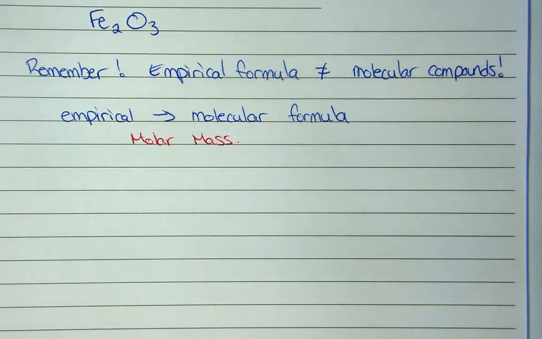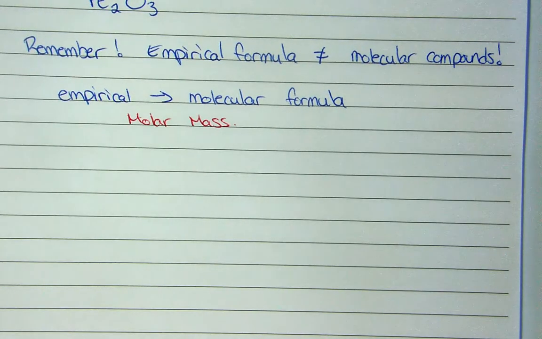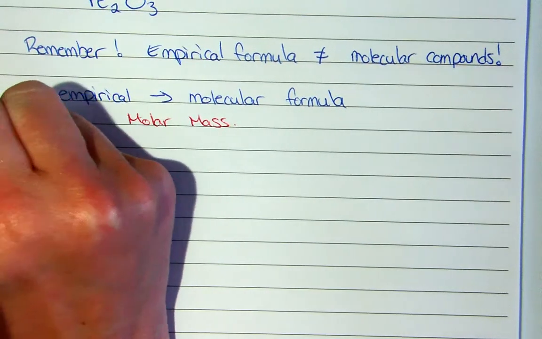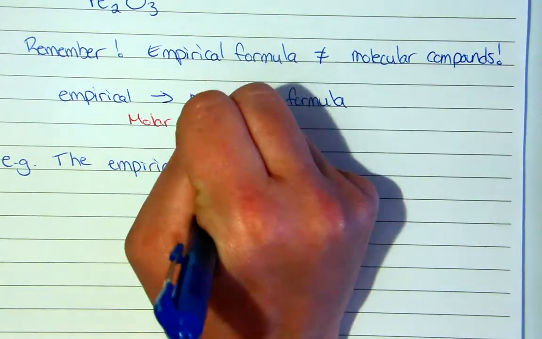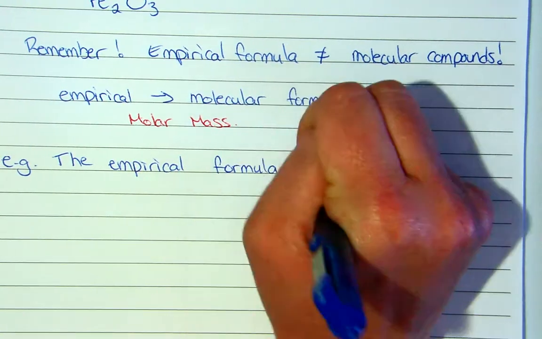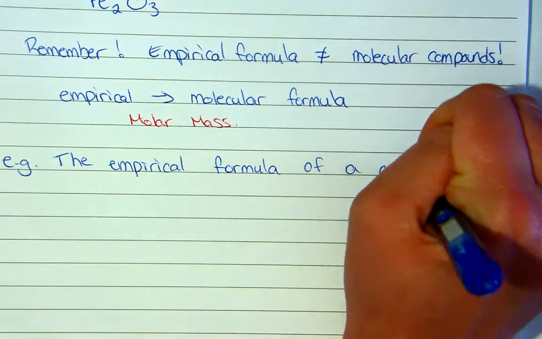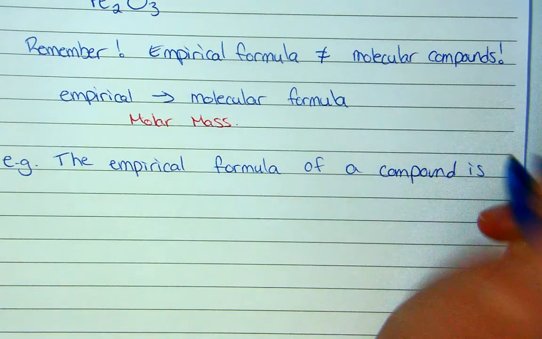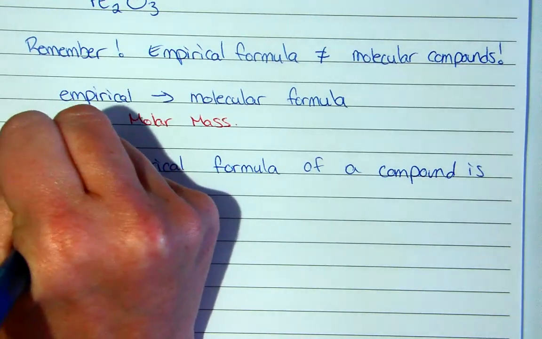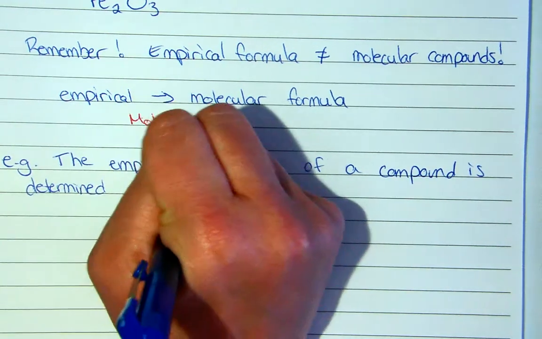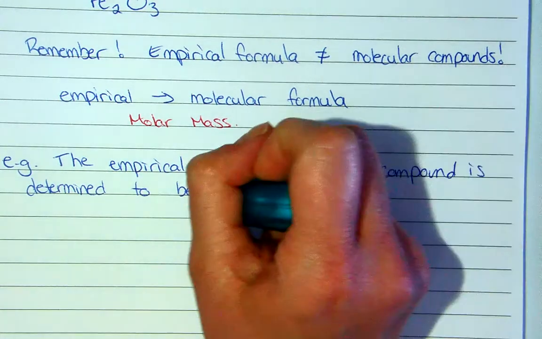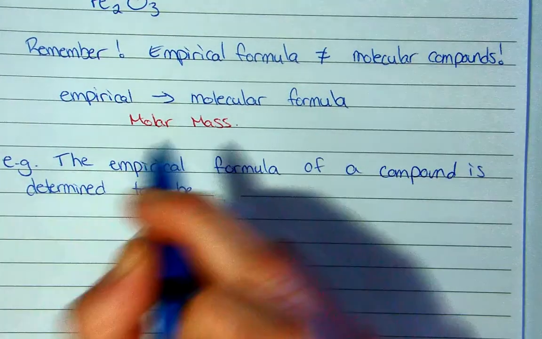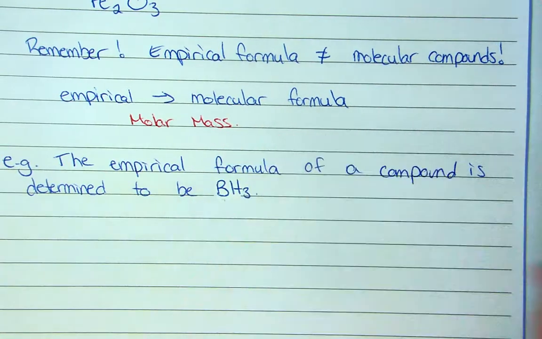Okay, let's move on to our last set of problems. This is a long one, I'm sorry guys. A long note. So for example, the empirical formula of a compound, we've determined it for you. It's determined to be BH3. Okay, what do we know?